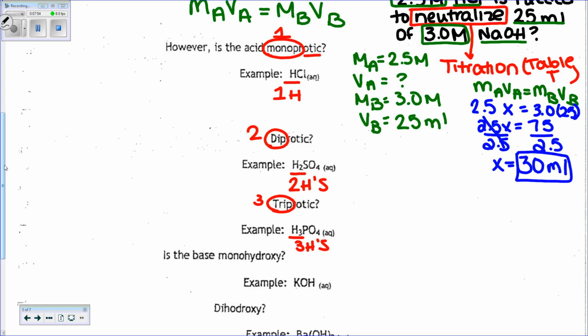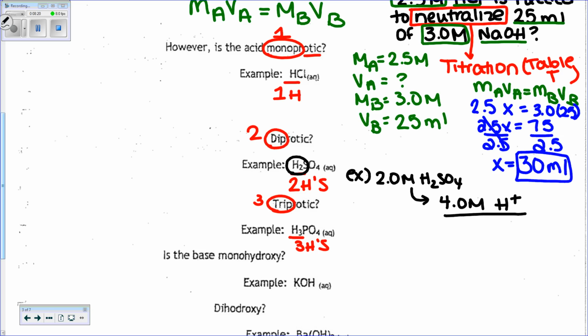So if I'm looking at H2SO4, I have 2 H's. So for example, let's say I have 2.0 molar H2SO4. If I have 2.0 molar H2SO4, I really am going to have 4.0 molar H+ concentration. That's very important. Notice what I did to that number. I took 2.0, and to get to 4, I multiplied it by 2 because I have 2 H's. So that molarity is showing you your concentration of H+.